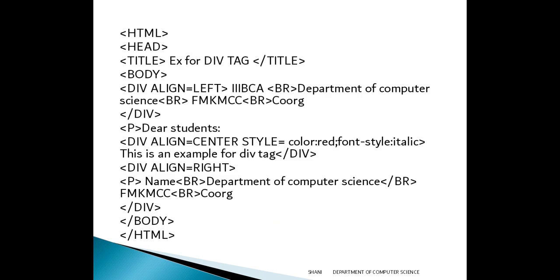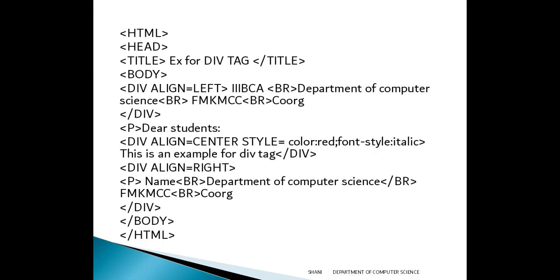So we can see how this output will be. See that third BCA, Department of Computer Science, FMKMC, KUR are a block which is present on the left side, right? So this is how we are using the div tag. Okay. Next I have used the paragraph, that is, dear students. Then again I have used the div tag. Here I have used a number of attributes: align equals center, style equals color colon red, font size, font style is italic.